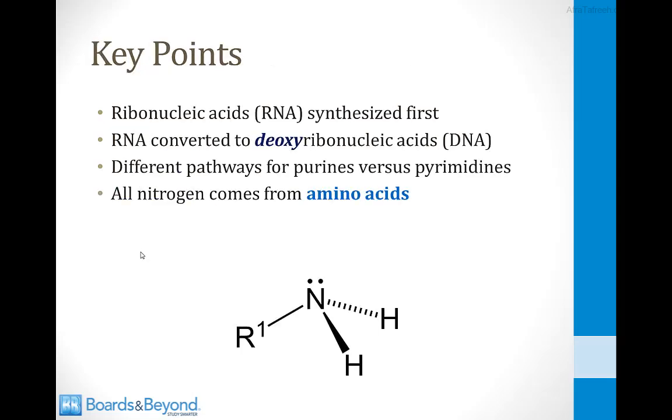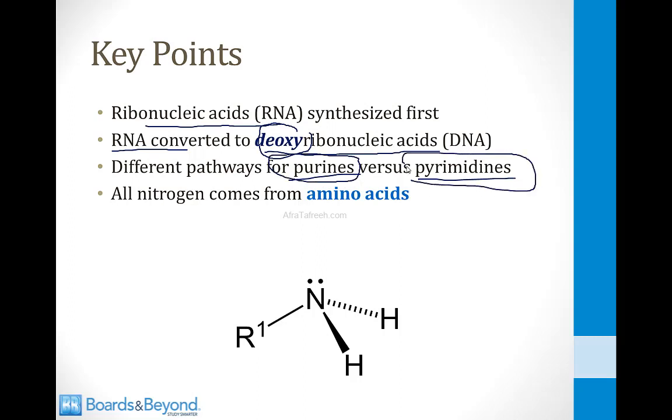So a couple of key points about nucleotide metabolism before we get into the biochemistry. RNA is always synthesized first. Ribonucleic acids are made first by the body, and then the RNA is converted to deoxyribonucleic acid by removing an OH group. That's why it's called deoxyribonucleic acid. In addition, you should know that there are different chemical pathways for purines versus pyrimidines. In this module, we're going to talk about purine synthesis, and there's another module for the pyrimidines.